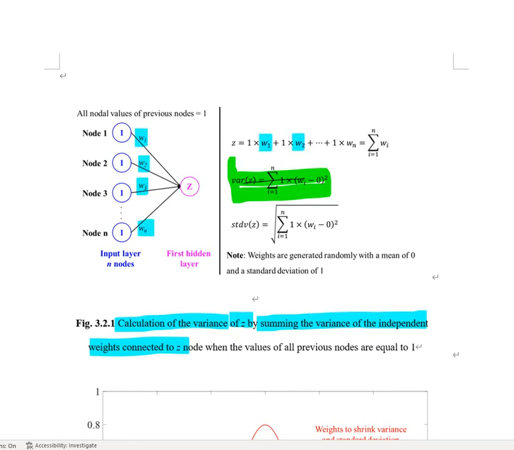You see here as well, this is a Z value, and you need to calculate each variance of each weight to come up with the variance at Z when the values of previous nodes are equal to 1. Because the previous nodes are equal to 1, you will calculate your variance at Z by summing all the variance of the independent weights connected to Z node of the next layer.